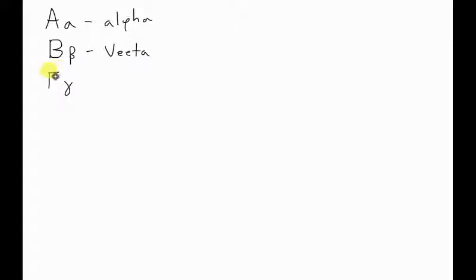The third letter is another consonant, gamma. Capital is an upside down L in English, and the lowercase is kind of like a Y. We can transliterate it as gamma, but it's not a G sound, it is a G. But we'll go over pronunciation later.